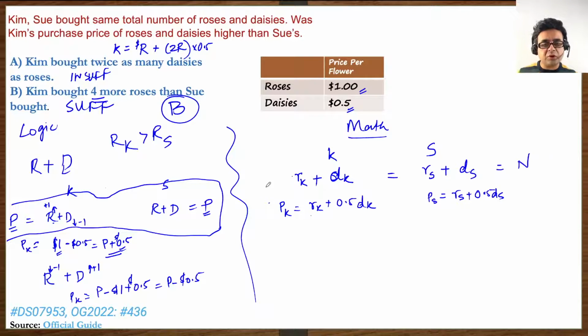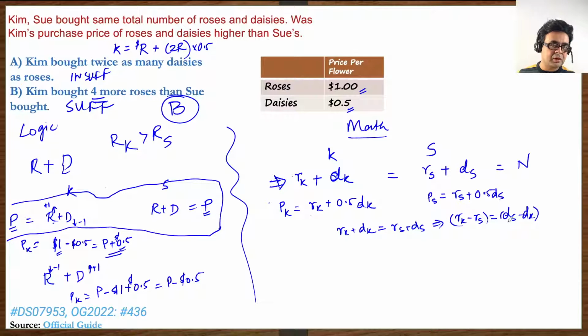Okay, so first we are going to use this particular equation, because these are equal, to come to a conclusion. So let's do this. RK plus DK equals RS plus DS, and that implies RK minus RS equals DS minus DK, which is also equal to minus (DK minus DS). And I will come to why I included this minus sign, but this is just my way of representing everything with Kim first and Sue second.